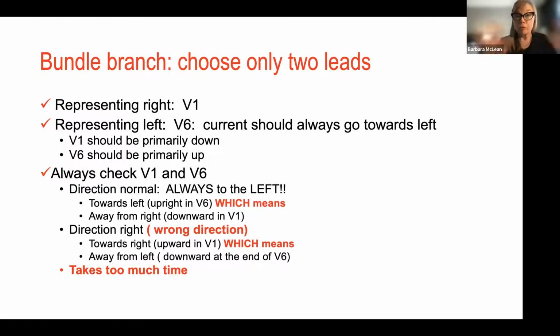So first of all, your direction can be right, but if it takes too much time, that's a bundle branch block. So if it's greater than 0.12, but it's going to the left, I'm going to consider that's probably a left bundle branch block. If it's going towards the right, that's absolutely the wrong direction. It's going towards the right, which means at the end of ventricular depolarization, it will go away from the left. So what you're going to get is a big R wave in V1 and a deep S wave in V6.